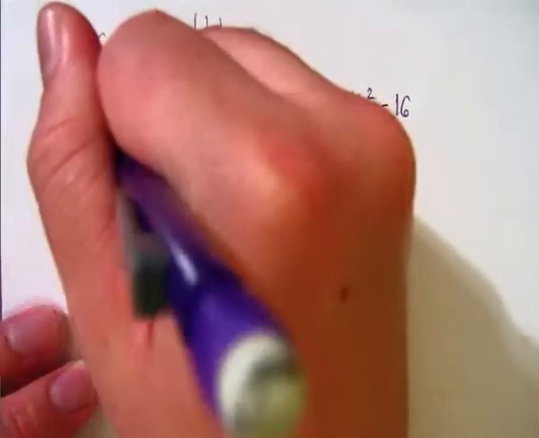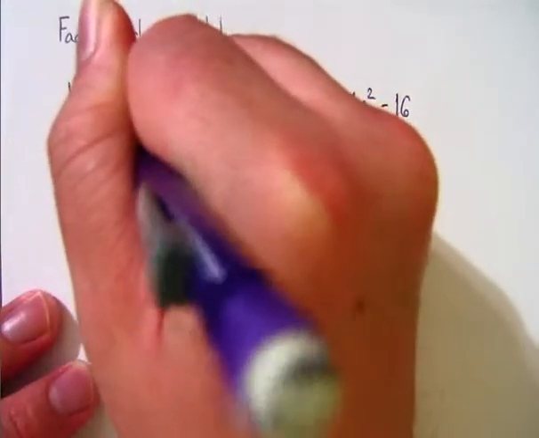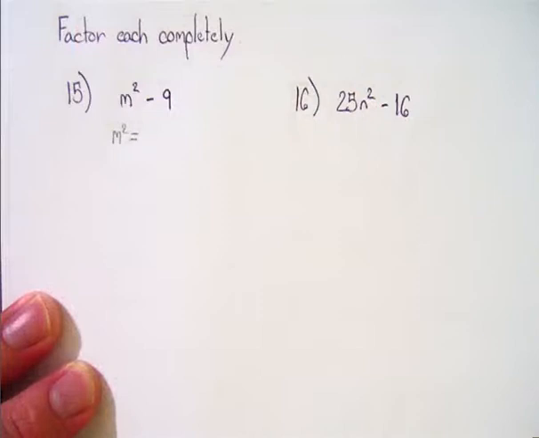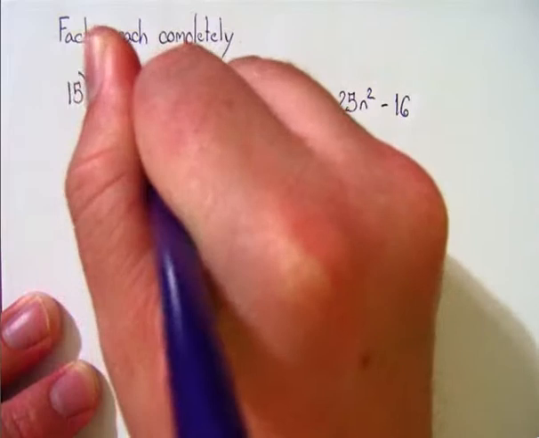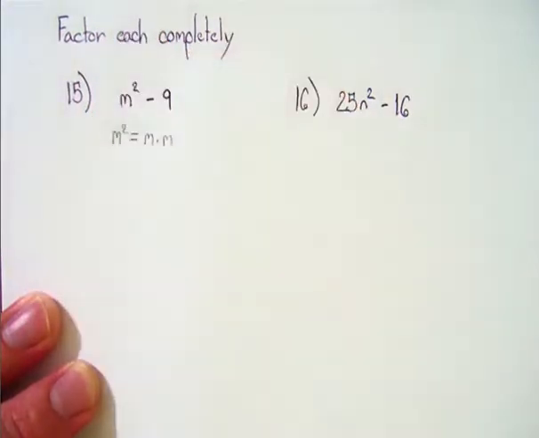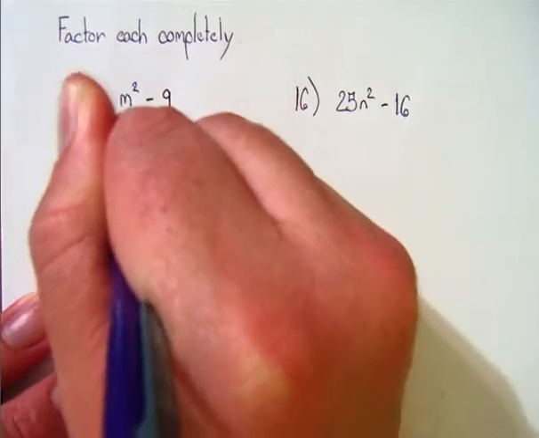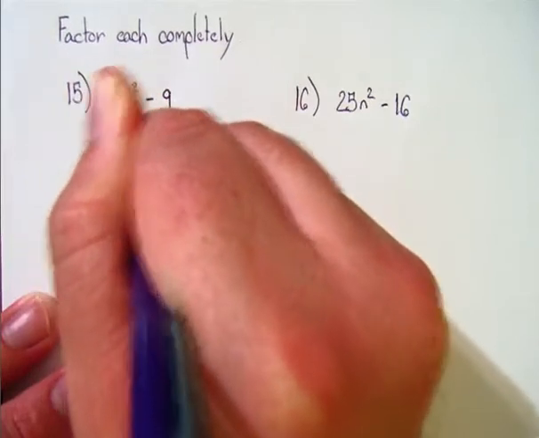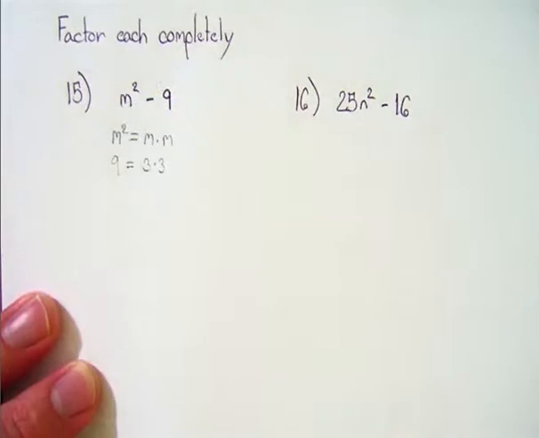So let's get the prime factorization of m squared. That is, I want to know all the prime numbers, or as close as I can get, that when multiplied together give me m squared. The best I can say is m times m. And then I'm going to look at the same thing for 9. When I get the prime factorization of 9, I get 3 times 3.